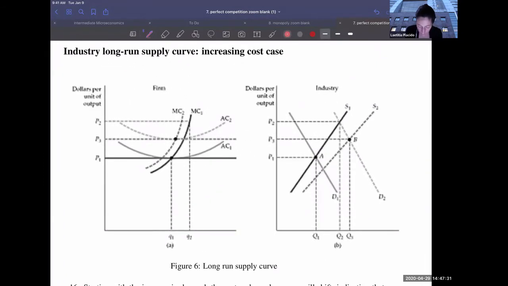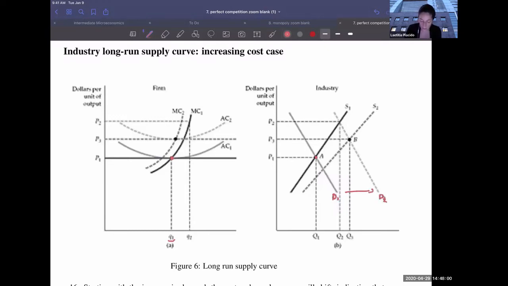Here again, we start in point A. In point A, any individual firm is producing where marginal cost equals average cost, so at the intersection of both curves. And so each firm is producing a quantity Q1. Then assume that we have an increase in demand. So we move from demand D1 to demand D2.